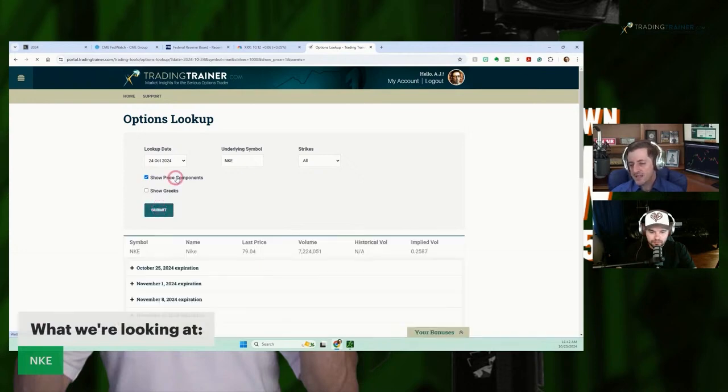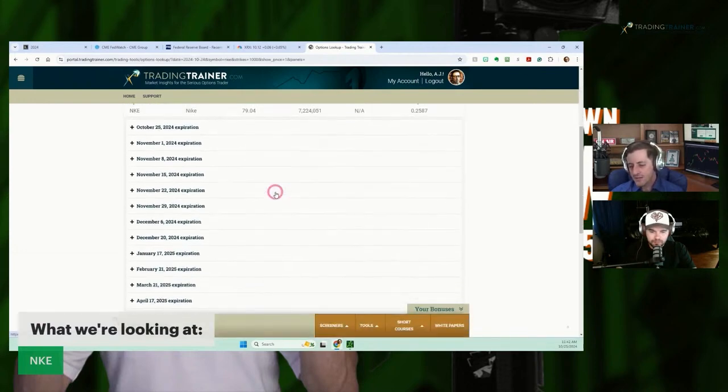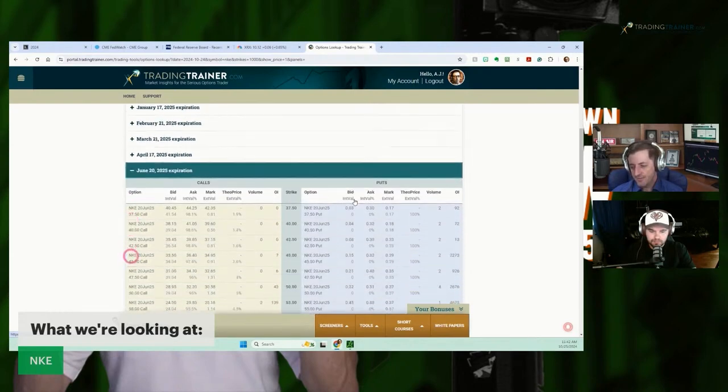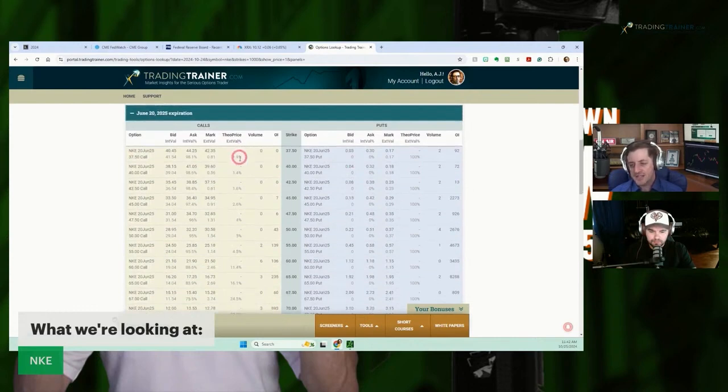When we do our price components, we can go out to whatever expiration date we're thinking about. I was thinking about going all the way out to June or maybe using the April. And with the price components, you can see exactly how much extrinsic versus intrinsic value is in that particular option. So I kind of focused in on this $55 call that isn't going to expire until June 20th of next year. It's got just under 5% of extrinsic value.